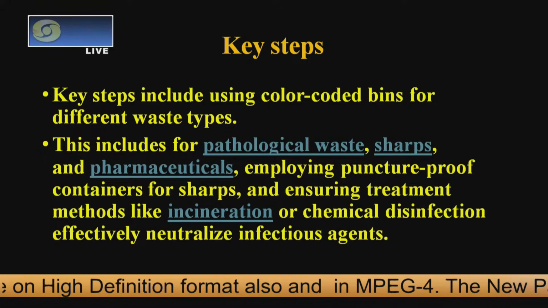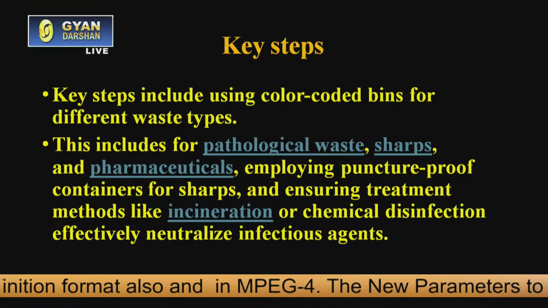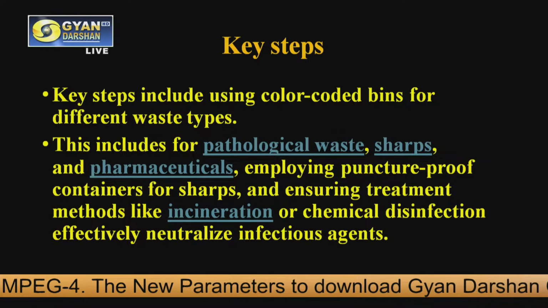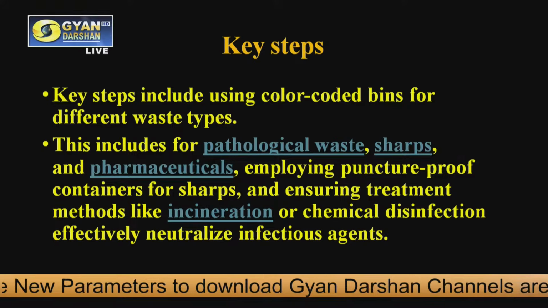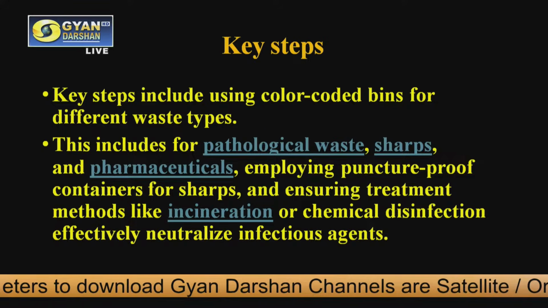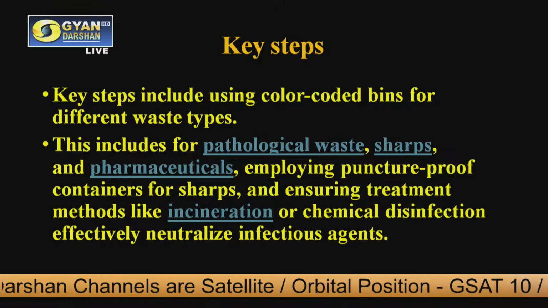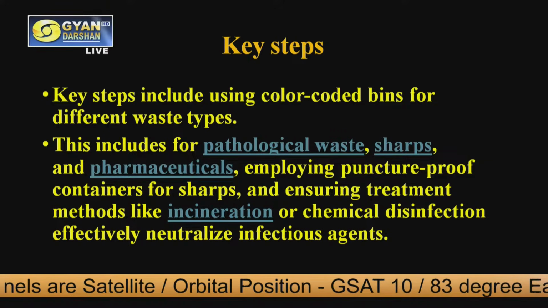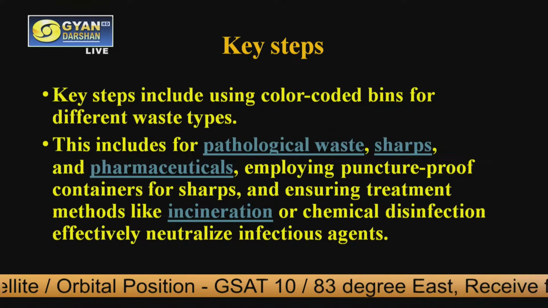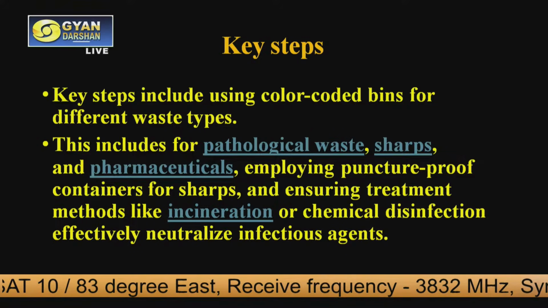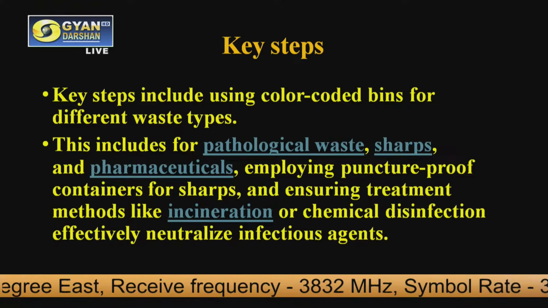There are some key steps, which include using color-coded bins for the different waste types. You can use them for pharmaceutical waste, for pathological waste, for sharps, and we can employ puncture-proof containers for the sharps. Then we can ensure treatment methods like incineration or chemical disinfection. All this can effectively neutralize the infectious agents.